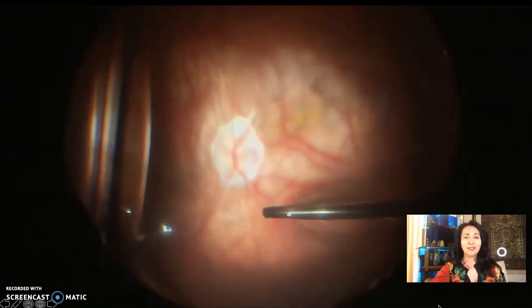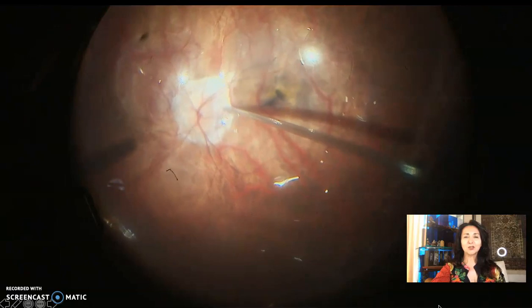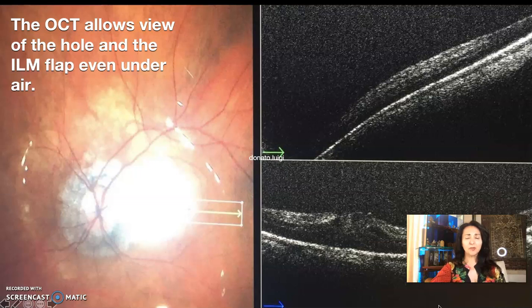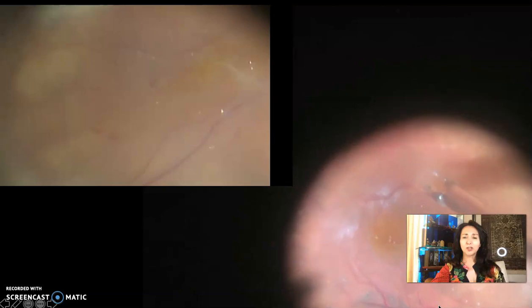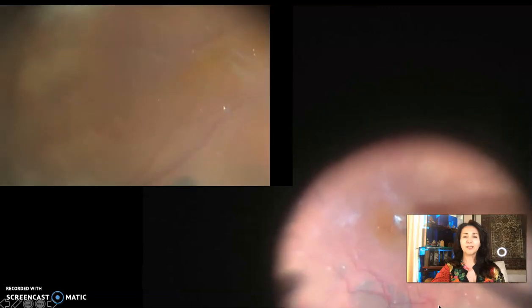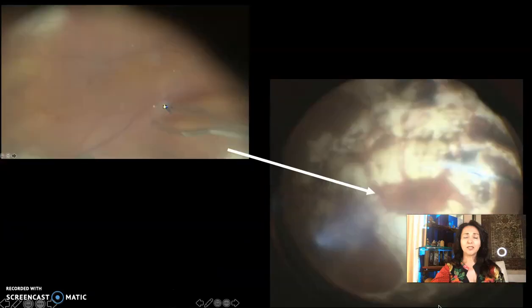So here under air, at the very end of the case, I am staining again, but reflexes and atrophy prevent the good view. So if you find, like in this moment, with all the reflexes, you don't see exactly what you're doing through the microscope, while the intraoperative OCT tells you what to do because the ILM flap is in the hole. And this seems a similar situation of peeling, but indeed they are very different. The one on the right is in this type of fundus, while the one on the left is in this type of fundus. They are very different cases.